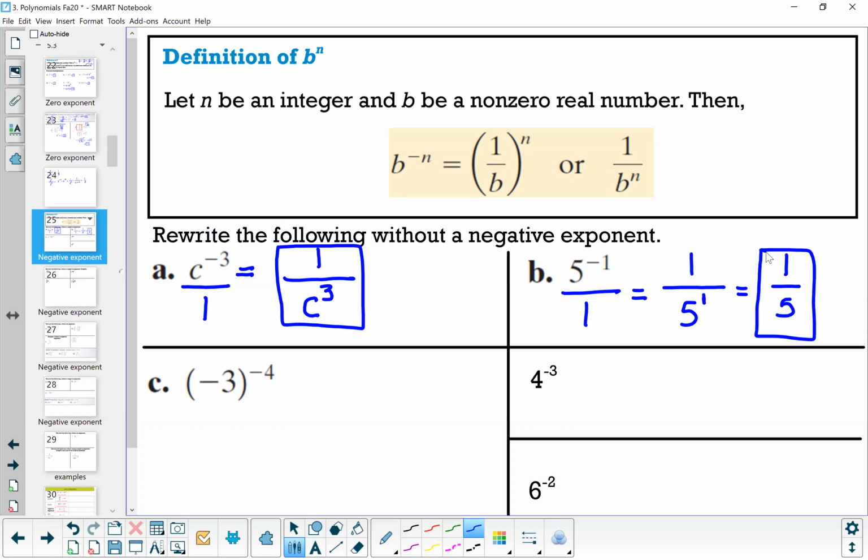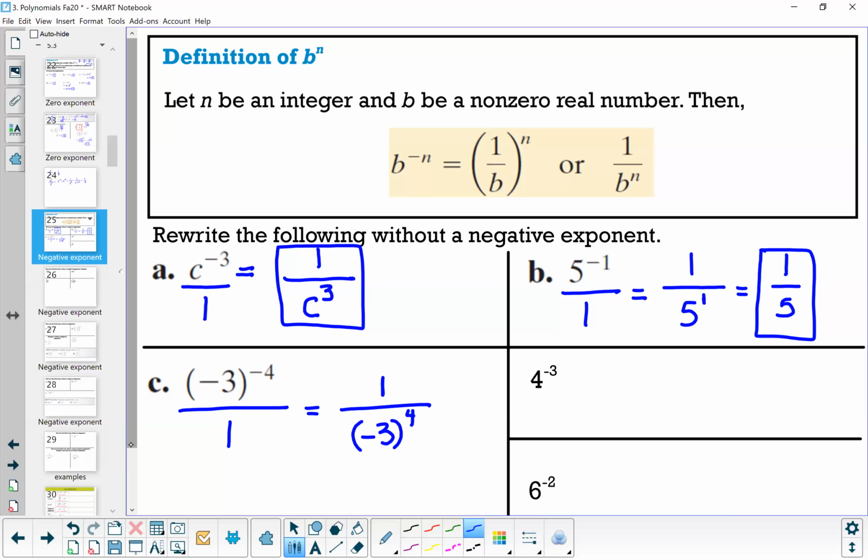All right, C. In parentheses, we have -3. So that's our base. And then outside of parentheses, we're raising that to the -4 power. So think of this as a fraction over 1. So we want to take our base, which is -3, across the fraction bar into the denominator. And now its exponent will be positive. And then we assume a 1 is still left in the numerator.